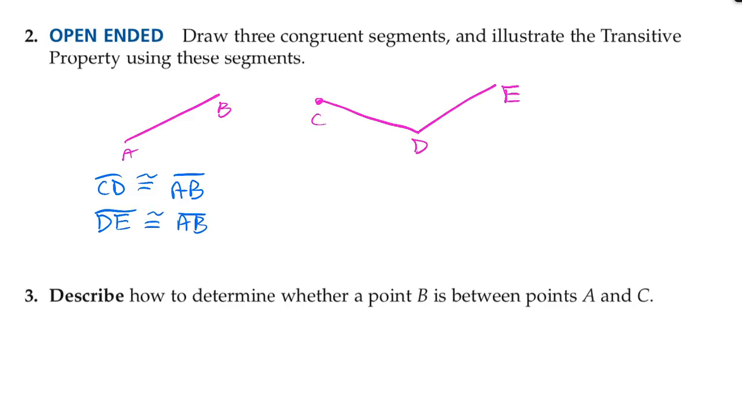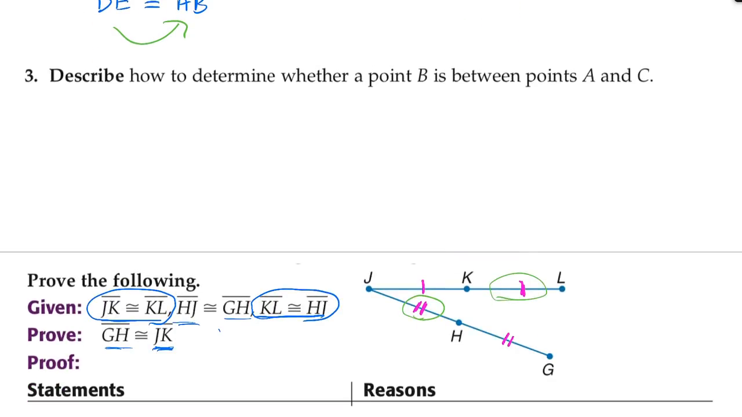Well, wait a second. If CD is the same as AB and DE is the same as AB, well, then we know, right? So here's my flow of logic. Then we know that CD must be the same as DE because they're both the same as AB. So if they're both the same as AB, they're the same as each other, right? And so that's the illustration, that's the example of how you use the transitive property with those segments.